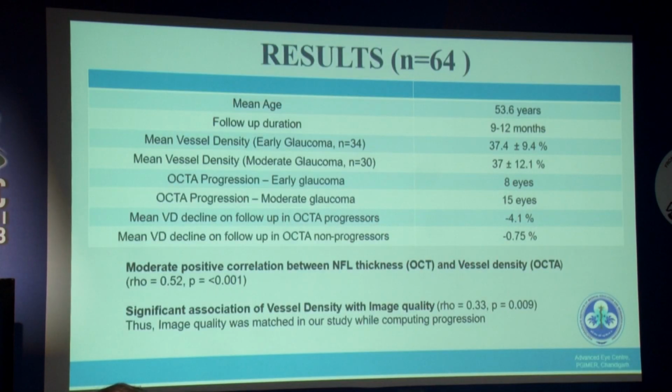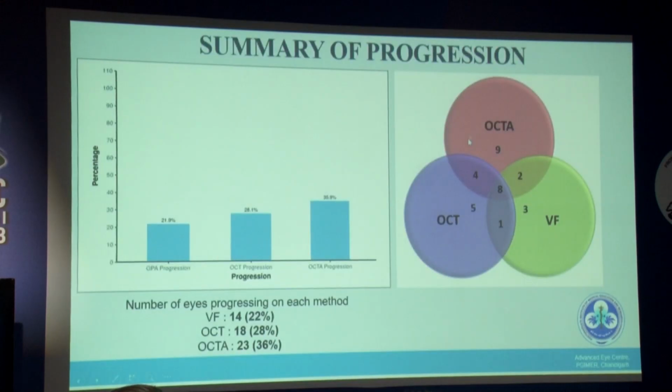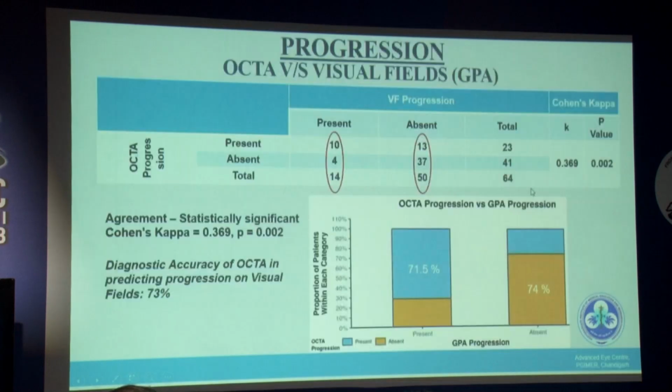Coming to the results, the mean age was 53.6 years. Follow-up duration, as already told. Mean vessel density was 37.4% in early glaucoma and 37% in moderate glaucoma. 8 eyes progressed in the early glaucoma group in OCTA and 15 eyes progressed in the moderate glaucoma group in OCT angiography. The mean vessel density decline on follow-up in OCTA progressors was minus 4.1. This is just a summary of progression. 14 eyes progressed on visual fields, 18 on OCT and 23 on OCT angiography. This is a Venn diagram showing all the eyes progressing on various methods.